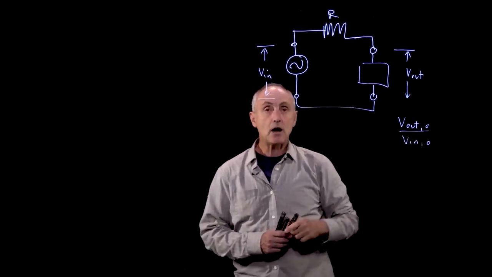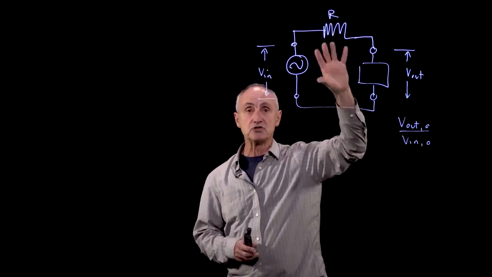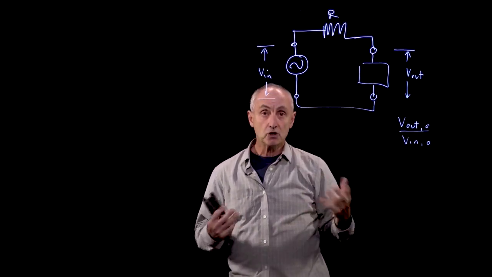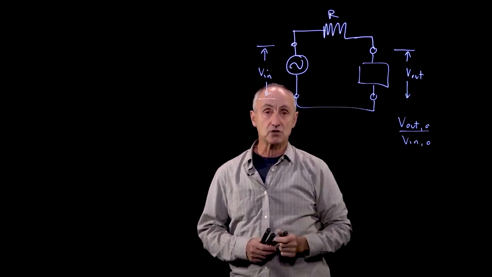In particular, we would like to study the relationship of the amplitudes of the output voltage versus the input voltage. Now, when we made a DC circuit and we put a resistor here, so we had two different resistors, this is what we call the voltage divider. So we're generalizing the concept of a voltage divider to an AC circuit.